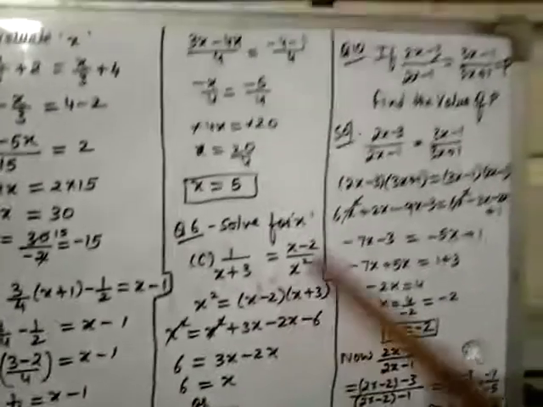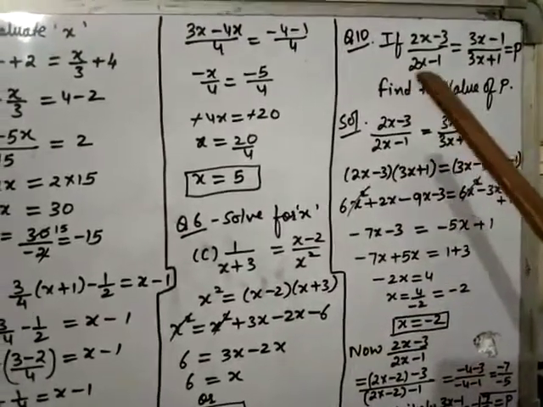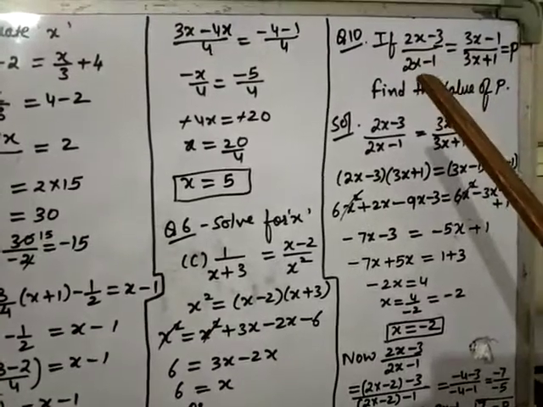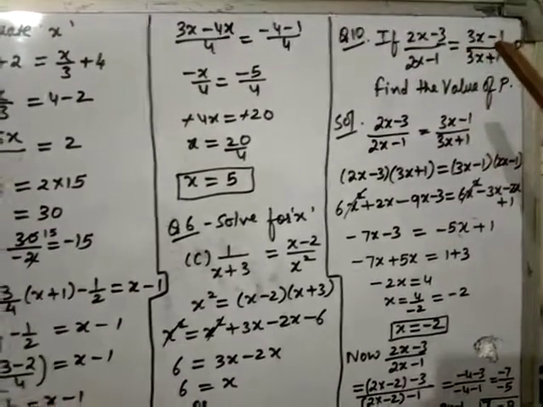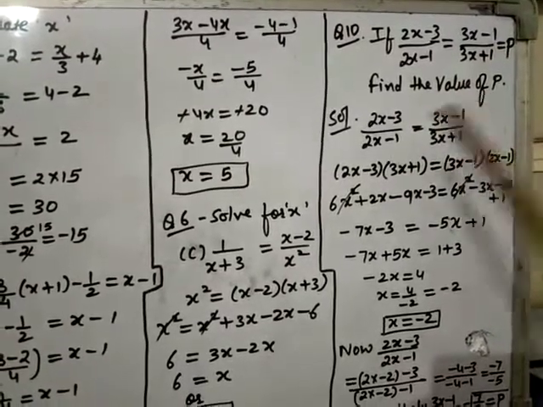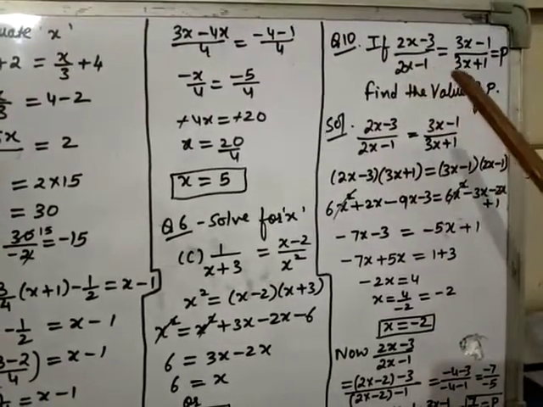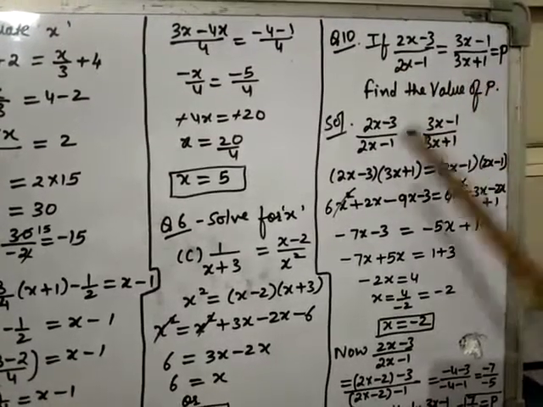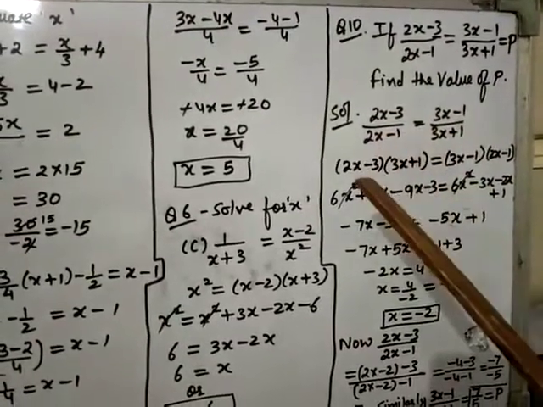Okay. Now next question, question number 10. If (2x minus 3) upon (2x minus 1) equal to (3x minus 1) upon (3x plus 1) equal to p, find the value of p. First we solve these two terms, left hand side and right hand side, by doing the cross multiplication.